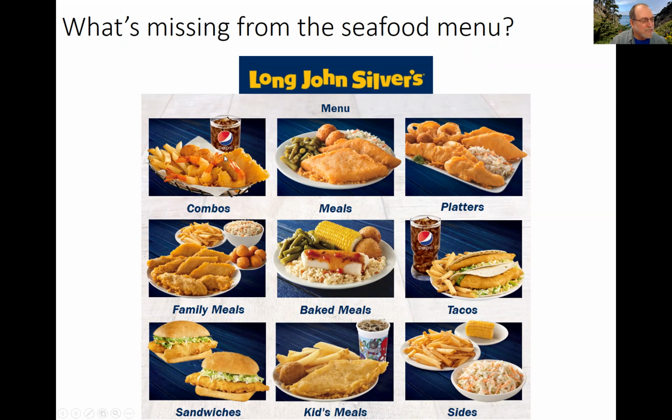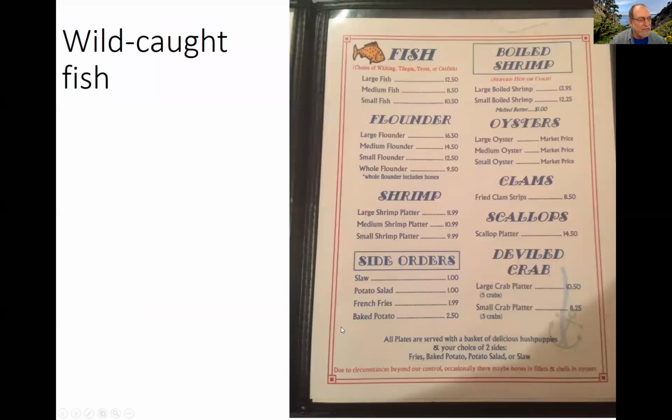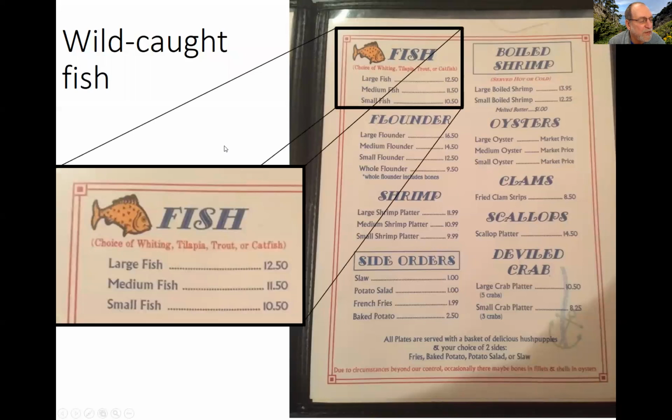We've got one thing here that could be described as fish. The other things are sort of something else. What is it exactly? If we look on the menu, what's actually missing are wild caught fish. This is a menu that I photographed. And so if you want to get fish at this fish restaurant, your choices are actually pretty limited. And what are fish? Well, they're whiting, tilapia, trout, or catfish. None of those are wild caught fish. You can also get flounder and shrimp. But these are all farmed fish. And the shrimp are largely farmed shrimp.